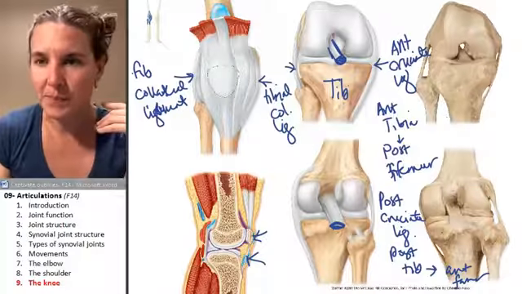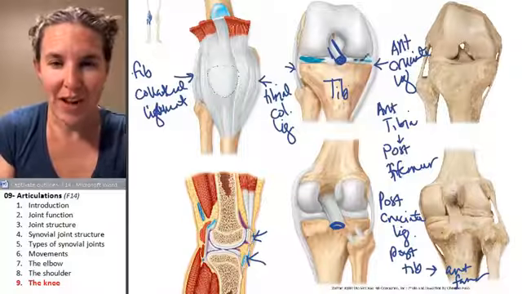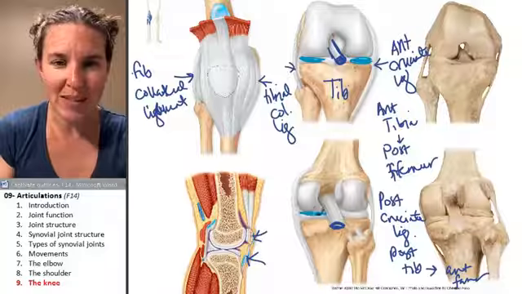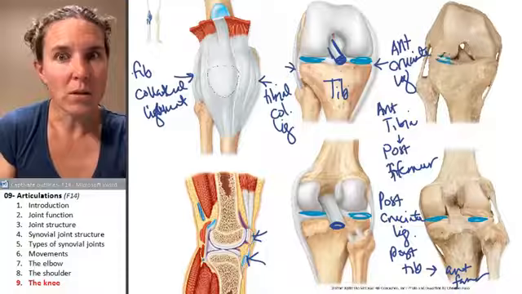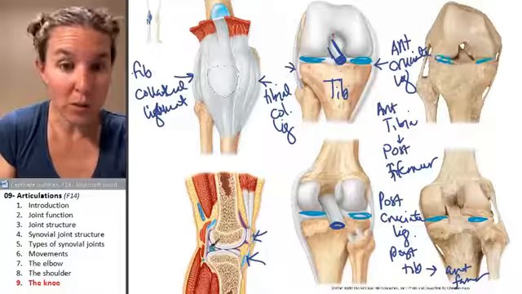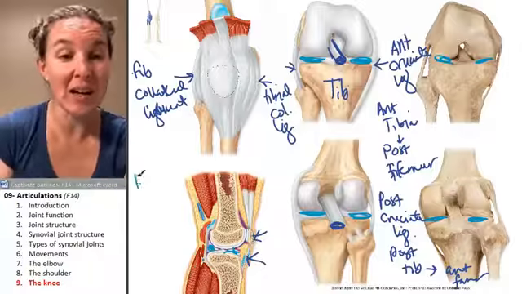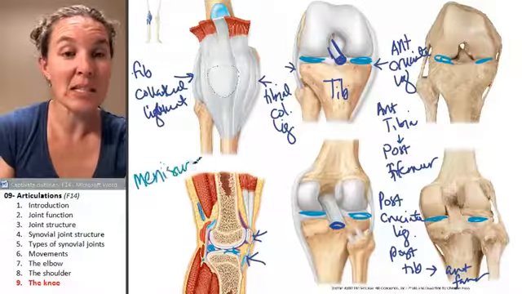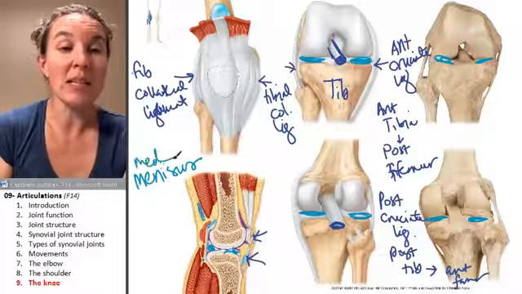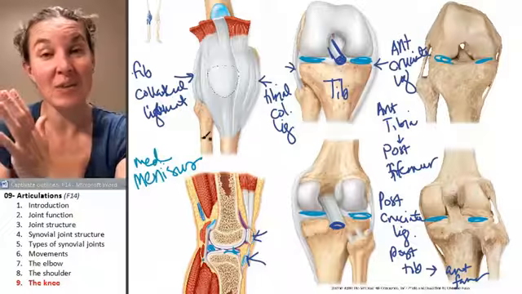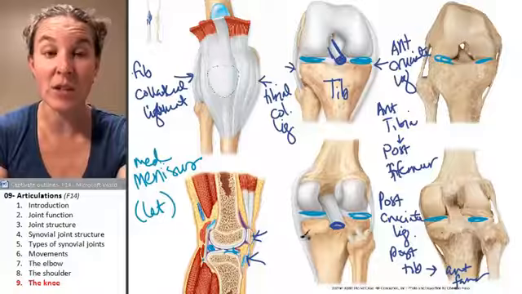Who else do you see here? Somebody very important, very important. You actually have these fibrocartilage pads. You can see them here. You can see them here. Oh, you can see them here. You could see them here. There's one. There it is again. Okay. These guys are your menisci. Meniscus, that's singular. You have a medial meniscus on the medial side of the knee joint, and you have a lateral meniscus on the lateral side of the knee joint.